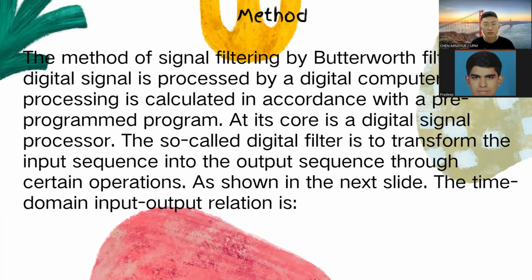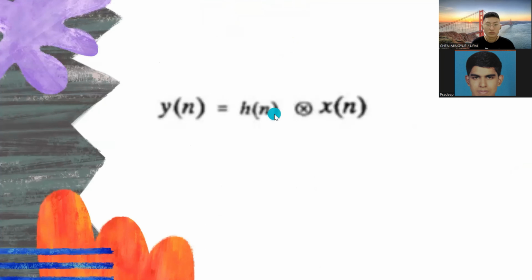For the next part, I'll be talking about the method. The method of signal filtering by Butterworth filter is that the digital signal is processed by a digital computer, and the processing is calculated in accordance with a pre-programmed program. At its core, it is a digital signal processor. The so-called digital filter is to transform the input sequence into the output sequence through certain operations. As shown in the next slide, the time domain input relation is y(n) = h(n) times x(n).